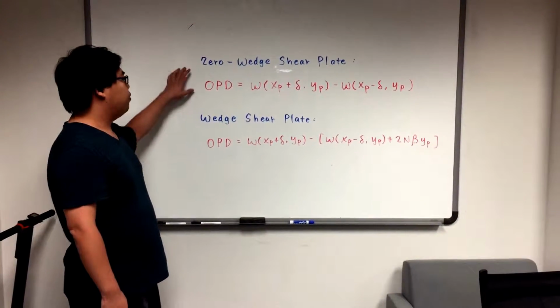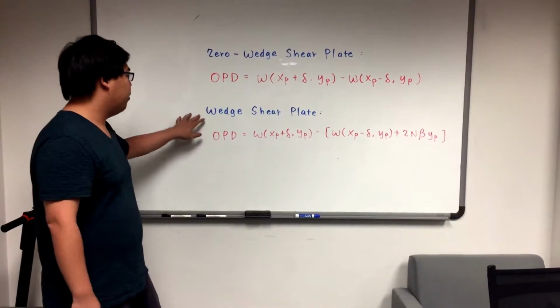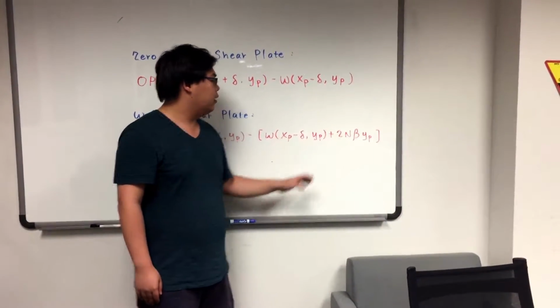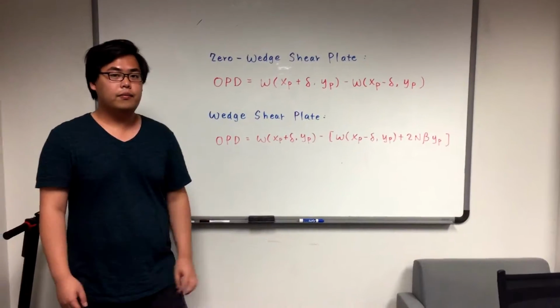The major difference between the zero wedge shear plate and the wedge shear plate is that you have a constant term added due to the wedge angle.